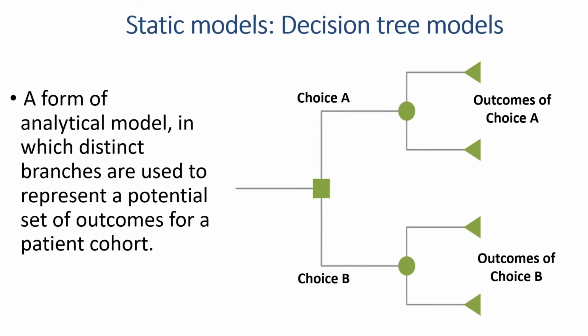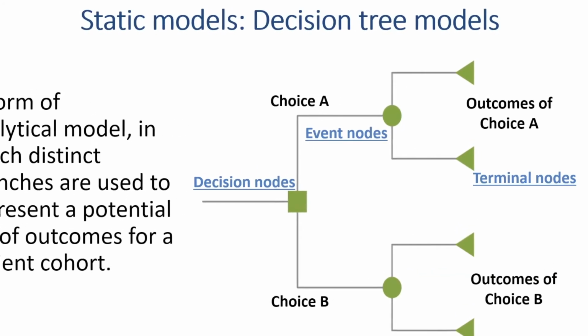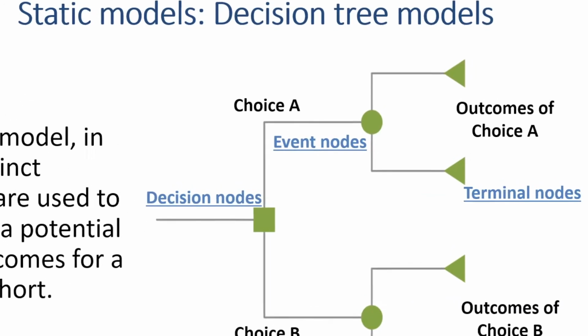A decision tree is a form of analytical model in which distinct branches are used to represent potential sets of alternative choices and outcomes. The pathways that follow each choice represent a series of logically ordered alternative events and outcomes. For example, in this figure here, the choice could be having a surgery and its outcomes versus not having a surgery and its outcomes. These models consist of a series of nodes where the branches meet, and each node may take the form of a choice or probability.